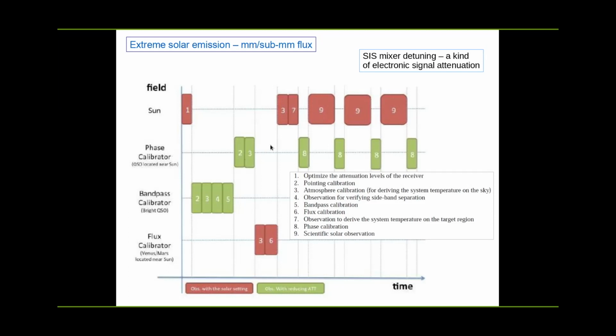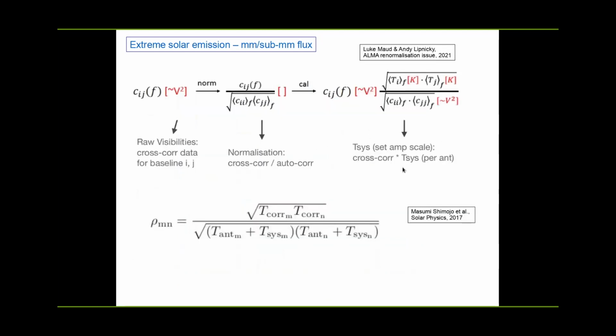We did a lot of tests during the testing on whether this attenuation can somehow influence the phase of the phase calibrator, and fortunately it doesn't. So we can do this trick: we observe the sun with this attenuation, and the phase calibrator without attenuation, and still we have a good phase calibration on these long time scales. So this is the observing setup which assures that we are not saturated when observing the sun.